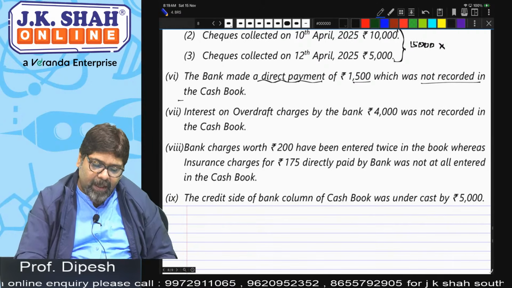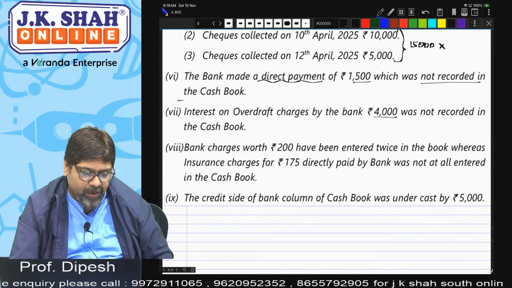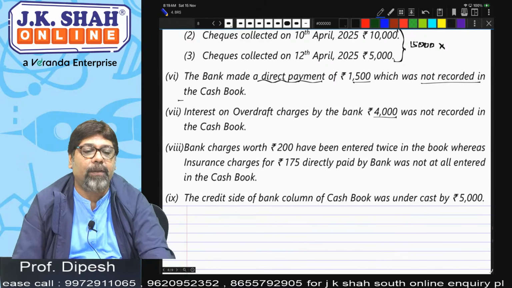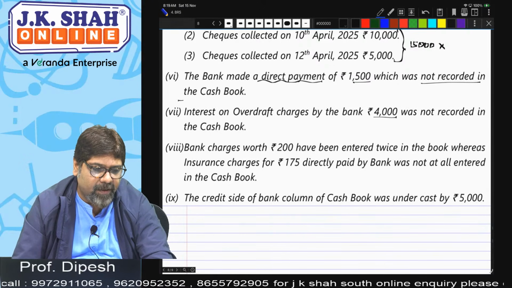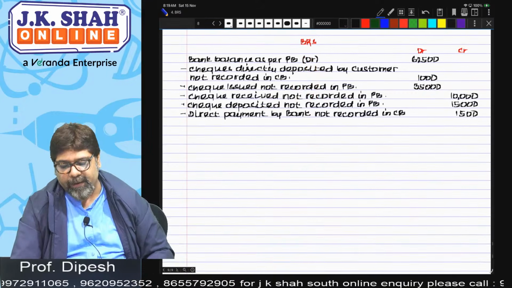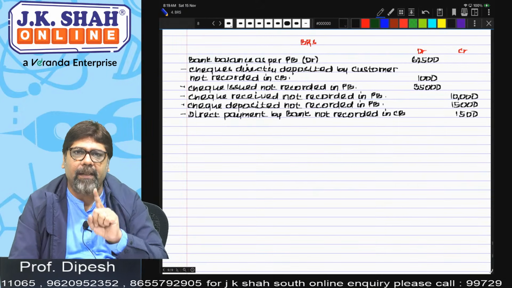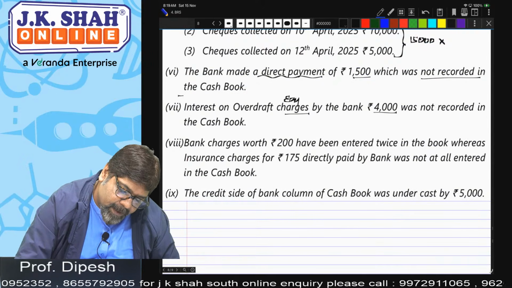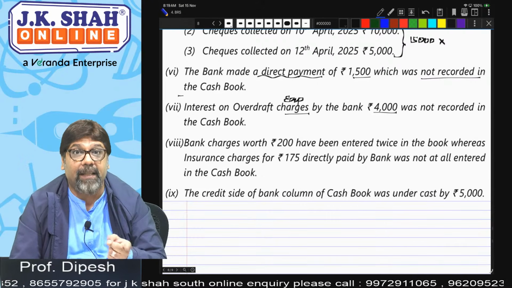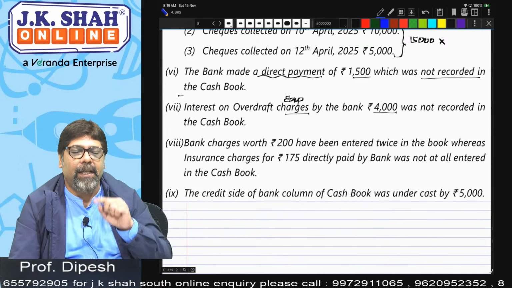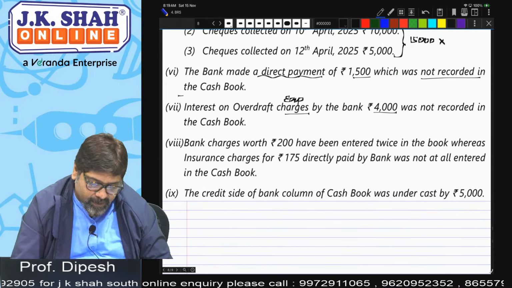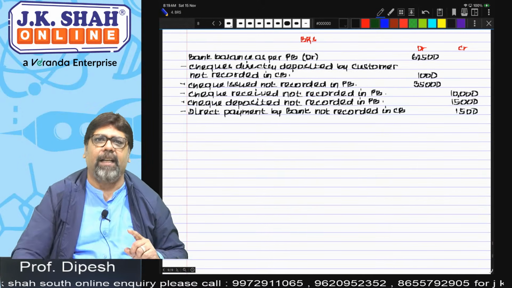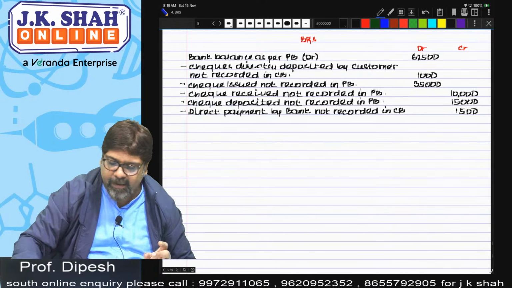Thereafter, interest on overdraft charged by bank was not recorded in the cash book. So 4,000 of OD charges not recorded in the cash book. So this is income or expense? Interest on overdraft. Interest charged is expense. Interest allowed is income. So 4,000 was not recorded in the cash book. Interest on overdraft is an expense which is not recorded in the cash book.